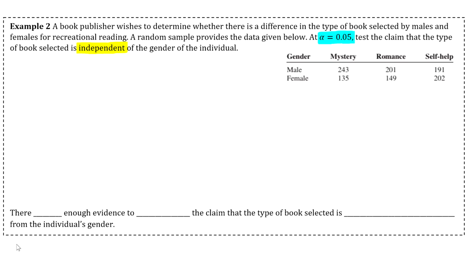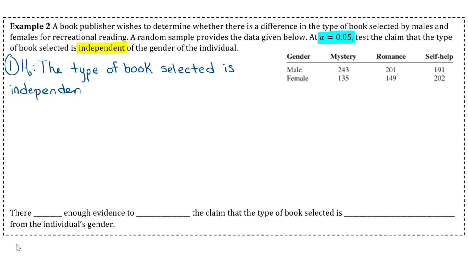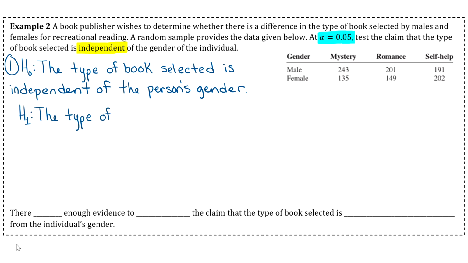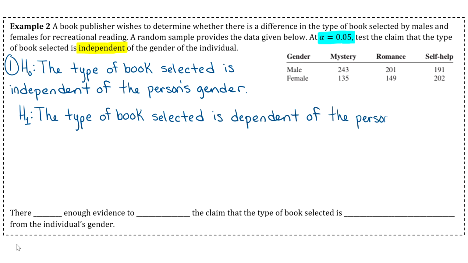Okay, so I see a keyword there, independent. We're trying to see whether 2 variables are independent of each other. So this is the Chi-Square test for independence. So step 1, your null hypothesis will just say that the type of book selected is independent of the person's gender. And then the alternative will just say the same thing, but with the word dependent in there. And then it's obvious here which one is the claim, independent. So the null hypothesis will be your claim.